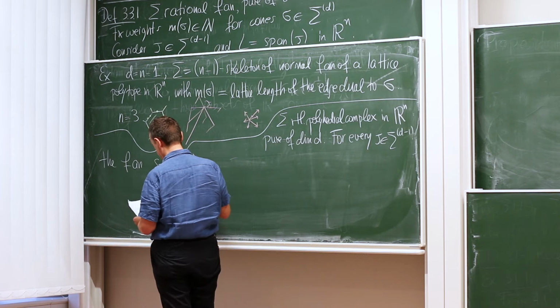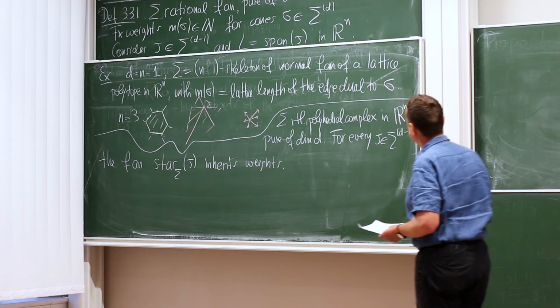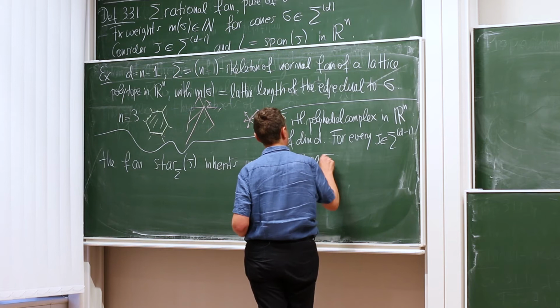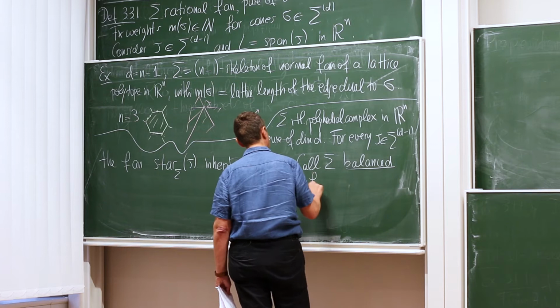For every tau, the fan inherits the weights, right? So the maximal cones here come from maximal faces before, so they get the same weight. And I'm going to call sigma balanced if these fans are all balanced.